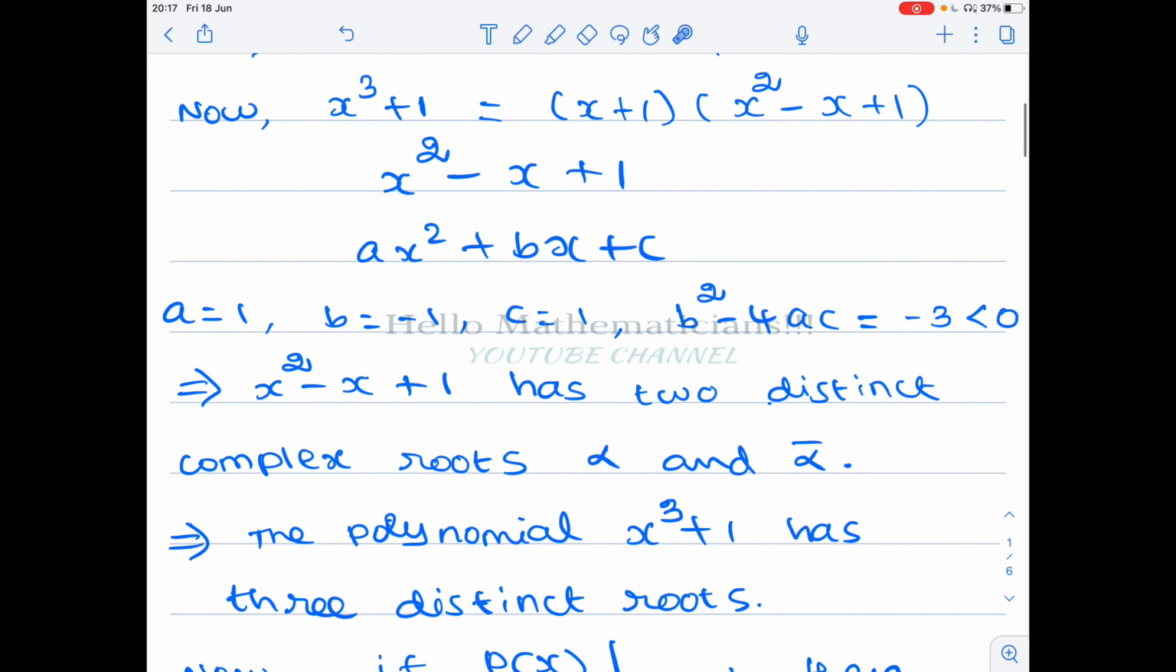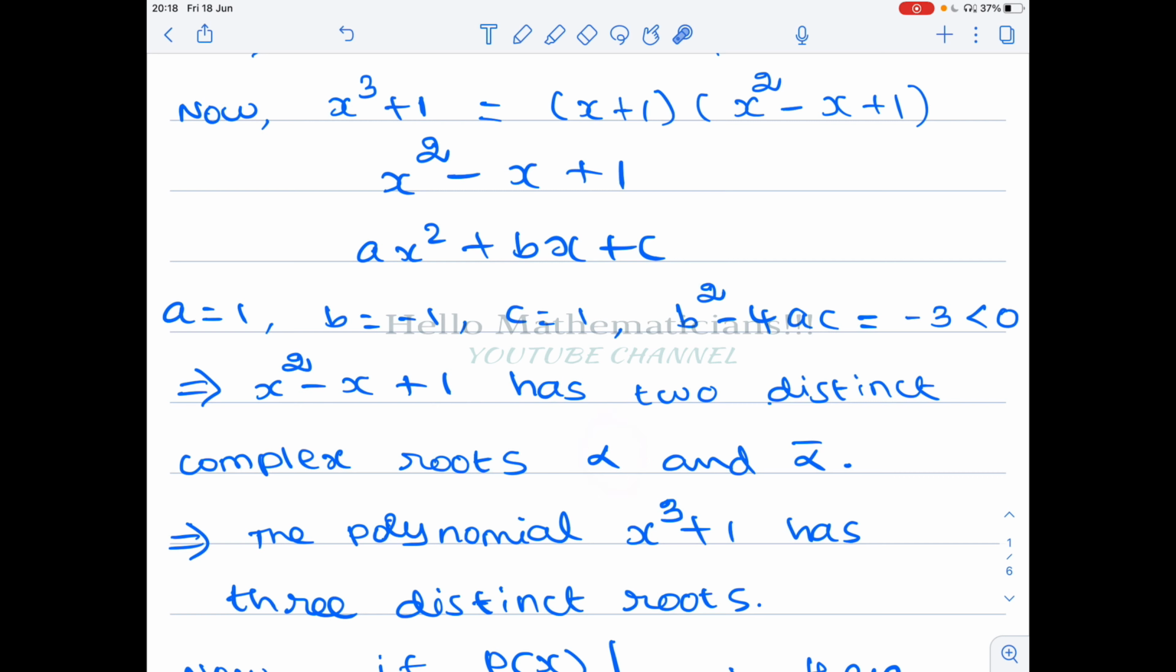Now we calculate the discriminant of this polynomial. Okay, so the discriminant b square minus 4ac will be minus 3. Therefore, we get that this polynomial has distinct roots, because a discriminant less than 0 means this polynomial has two distinct complex roots. But this is a real polynomial. For a real polynomial, complex roots occur in pairs. Therefore, the zeros of this polynomial are alpha and alpha bar, and alpha is a non-real complex number.